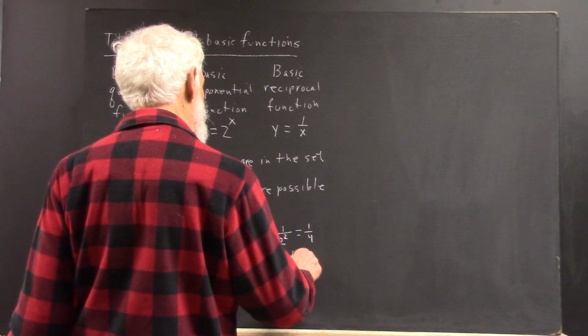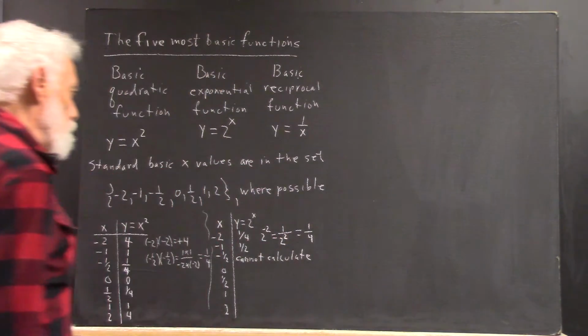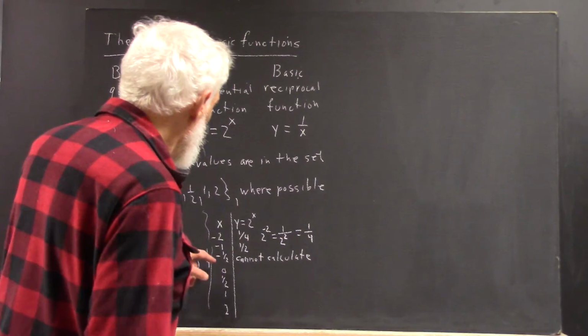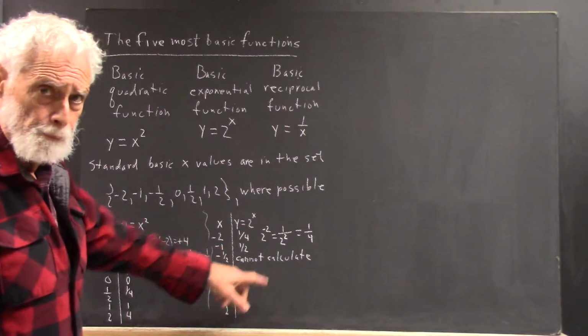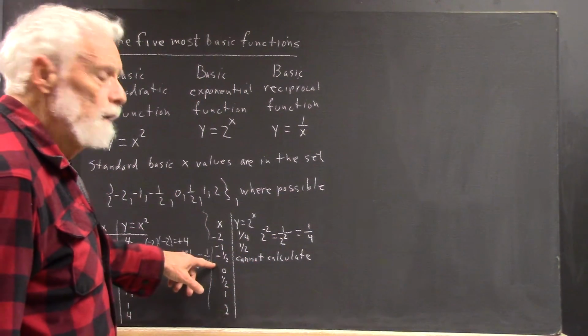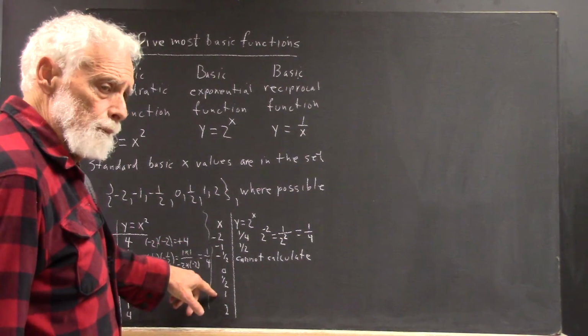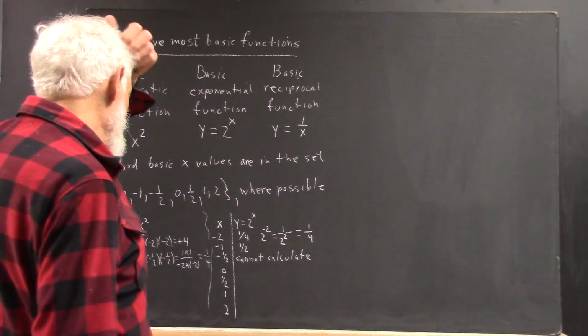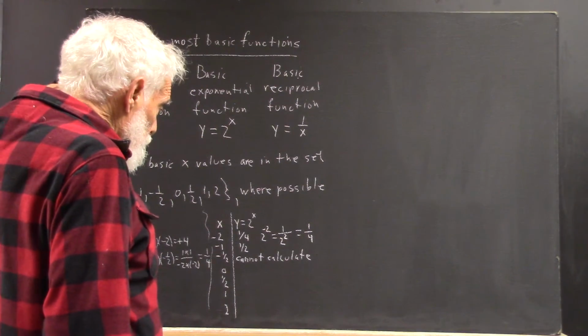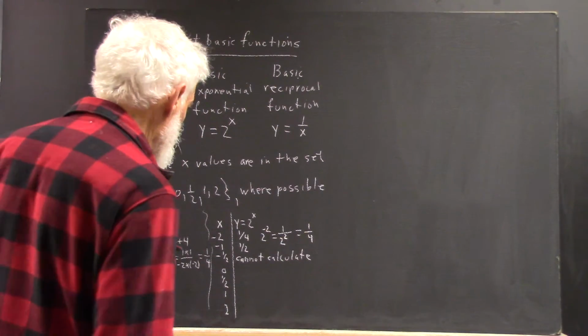So I'm going to say, this is a number you cannot calculate. So we're not going to include it in the table. And when you make the table for this function, you can just leave out negative 1/2, although at first I'll probably ask you to include negative 1/2 and 1/2. You cannot calculate it. Okay?